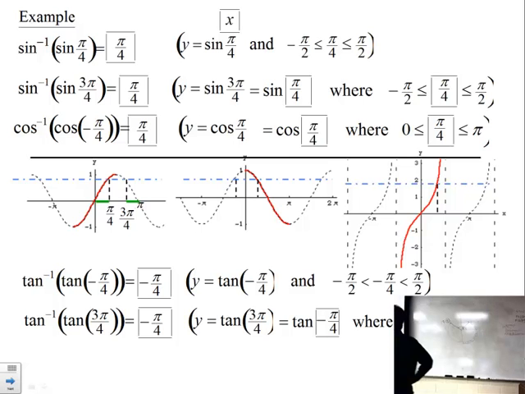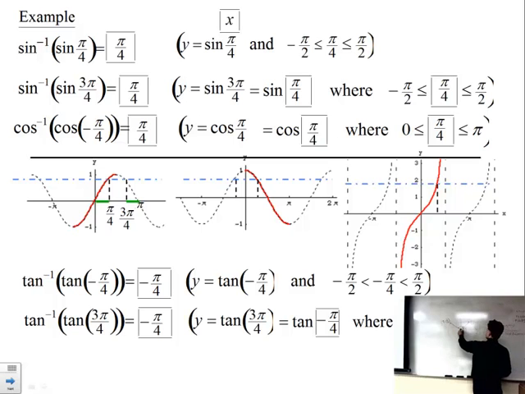Let's do that again with cosine. So cosine of minus pi over 4, that's going to be some value. So draw minus pi over 4. That's minus pi over 4. It gives you that as its cosine. But then if you take the cosine inverse of that, you're not going to get minus pi over 4 because the cosine inverse is always going to be between 0 and pi. It's always going to be in this chunk right here.